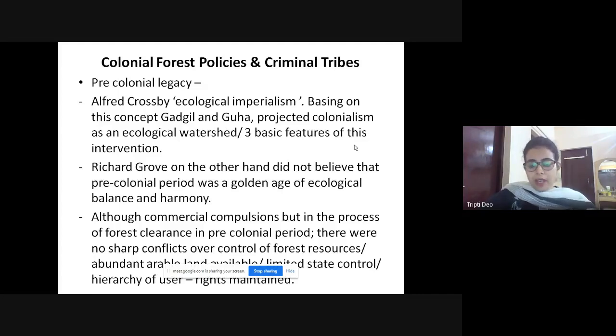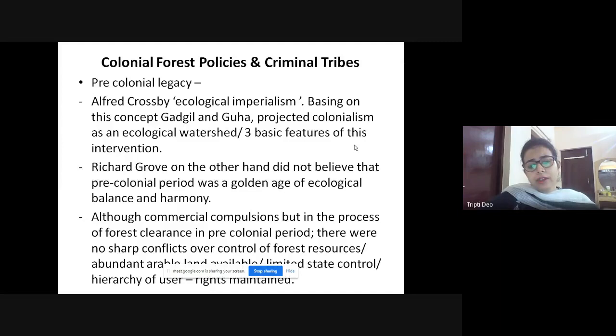They talk about three basic features of this colonial intervention that impacted ecology in India, in their book Fissured Land. It's a very, very good book. If some of our students are interested, they can take a look at it. It's written very easily, an easy read, and you'll really want to finish the book in one go. So try and read that particular book.